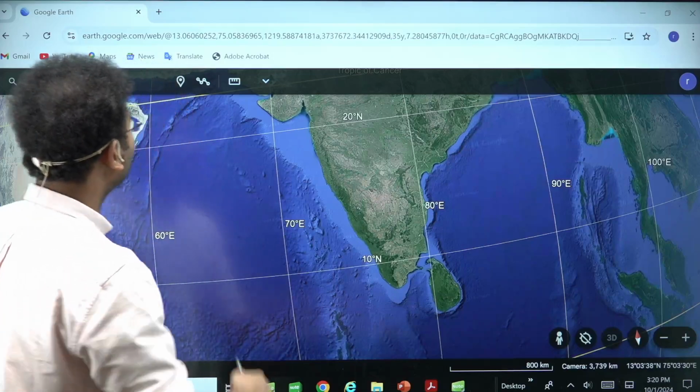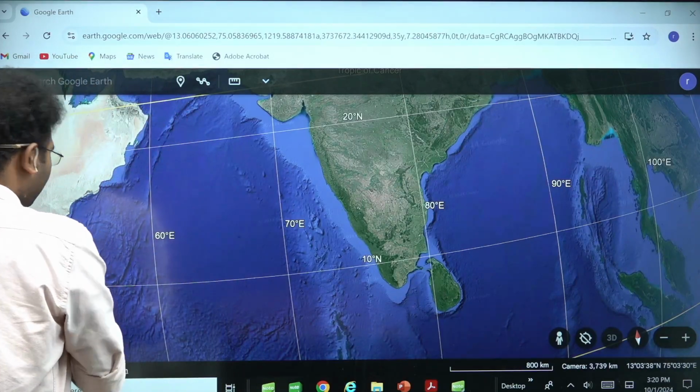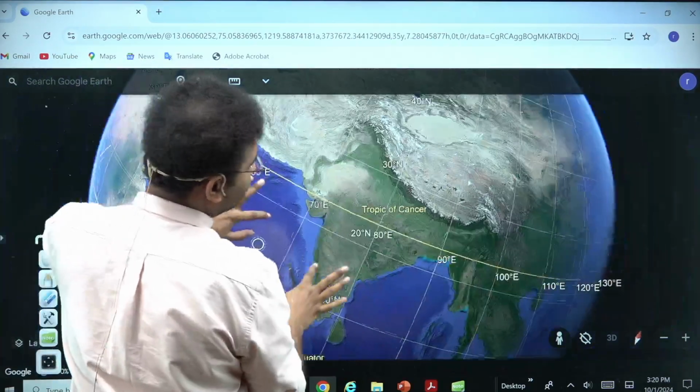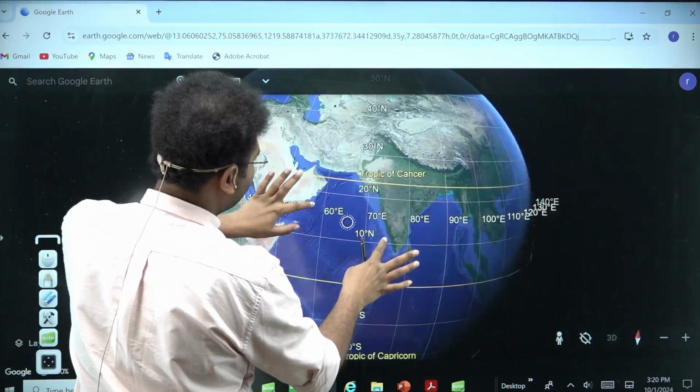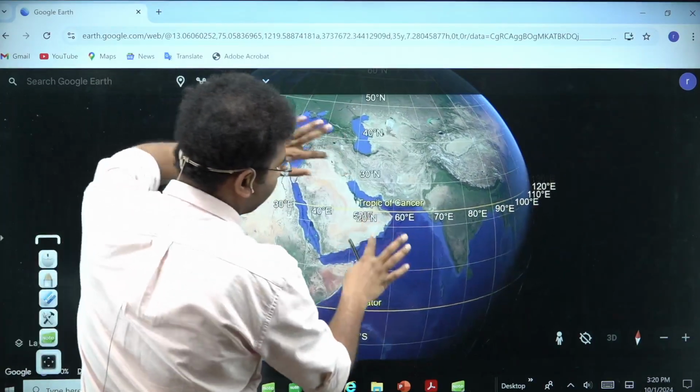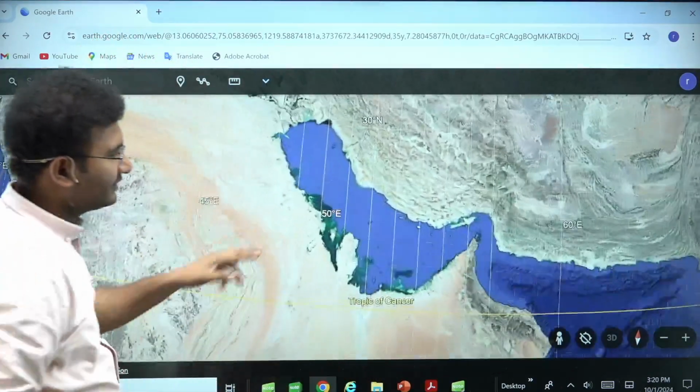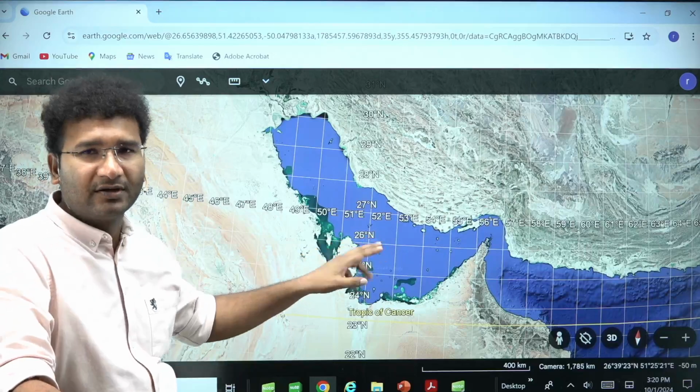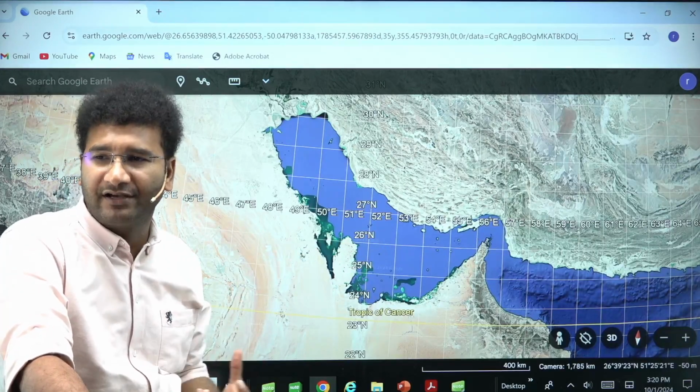Next, come to the areas across the globe. Look here. You go to the Persian Gulf. See, Persian Gulf, this is your continental shelf, this blue color. This is having a very wide continental shelf.